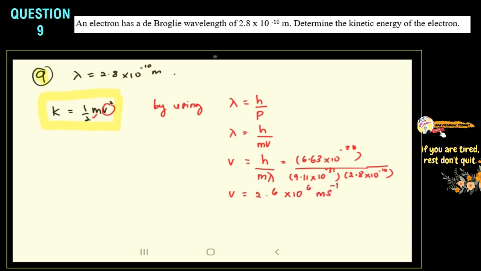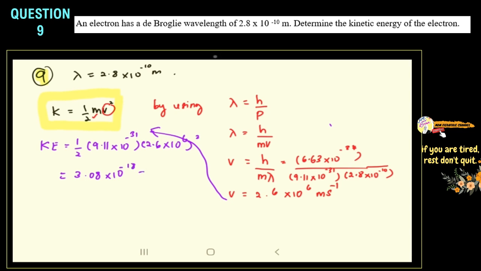Now let's substitute the value of v here. The kinetic energy of the electron is equal to half times 9.11 exponent negative 31 times v, which is 2.6 exponent 6, squared. So the answer is 3.08 exponent negative 18 joule. So this is the answer, and that finishes question number 9.